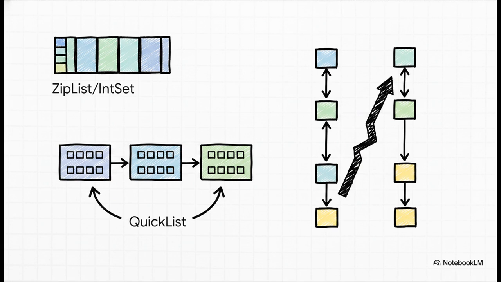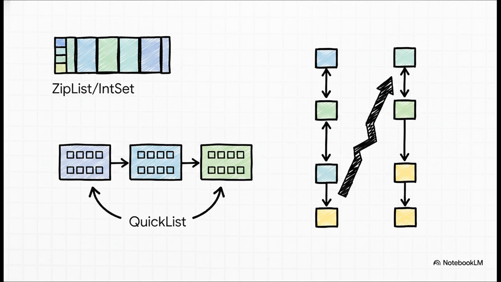And for those massive sorted sets, it deploys skip lists. These are probabilistic multi-level lists that allow for lightning-fast O(log n) searches, entirely skipping the heavy, slow rebalancing overhead of a traditional balanced tree. Redis just automatically shifts between these brilliant structures under the hood to perfectly balance memory efficiency and raw processing speed.